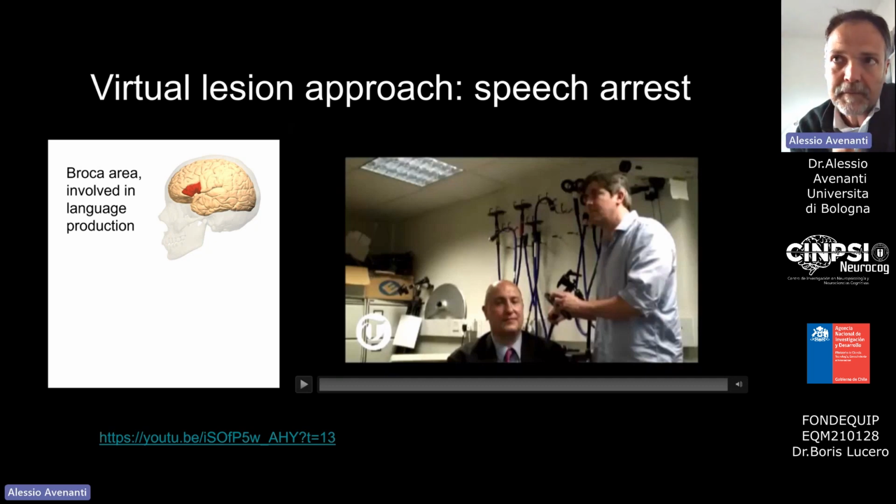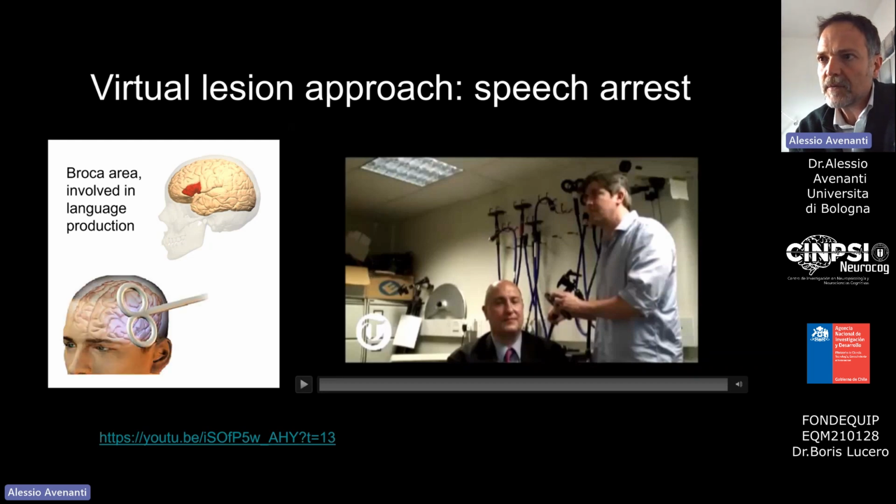brain activity and impairing behavior. People have called this approach the virtual lesion approach, because in principle, by interfering with brain activity, we can demonstrate that a given brain area is critical for a specific behavior, simulating somehow the effect of a real lesion. Of course, as we will discuss in a bit, this terminology, virtual lesion, is not a really appropriate way of describing it, but it gives at least an idea that we can interfere with brain functioning.